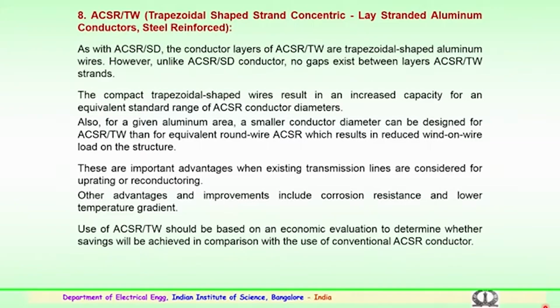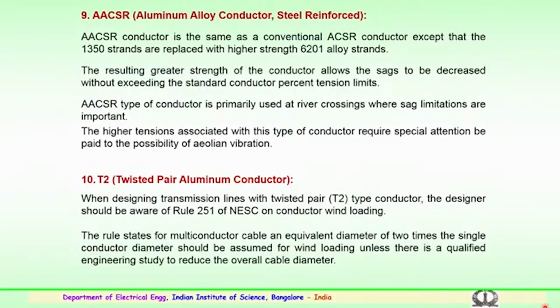The use of this particular ACSR TW conductor should mainly be based on economic evaluation to determine whether savings will be achieved in comparison with the use of conventional ACSR conductor. So, before any conductor is chosen, the economic considerations have to be evaluated and the technical aspects also have to be looked into before it is used in transmission or distribution.